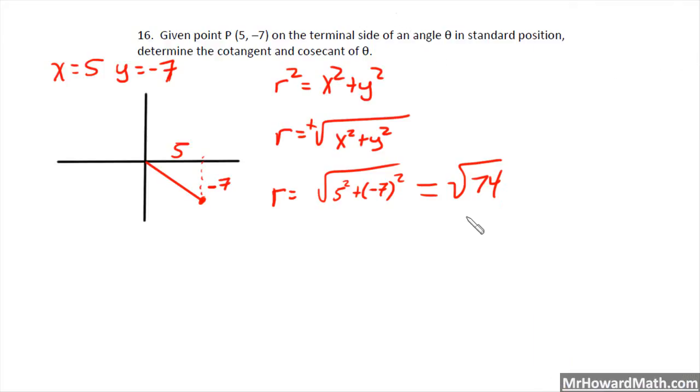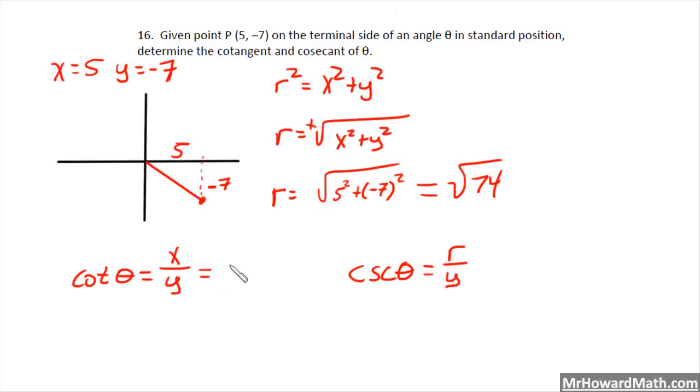Determine the cotangent and cosecant. So cotangent theta is the reciprocal of tangent. So tangent is y over x, so this would be x over y. And then cosecant theta, CSC theta, is the reciprocal of sine. Sine is y over r, so this would be r over y.